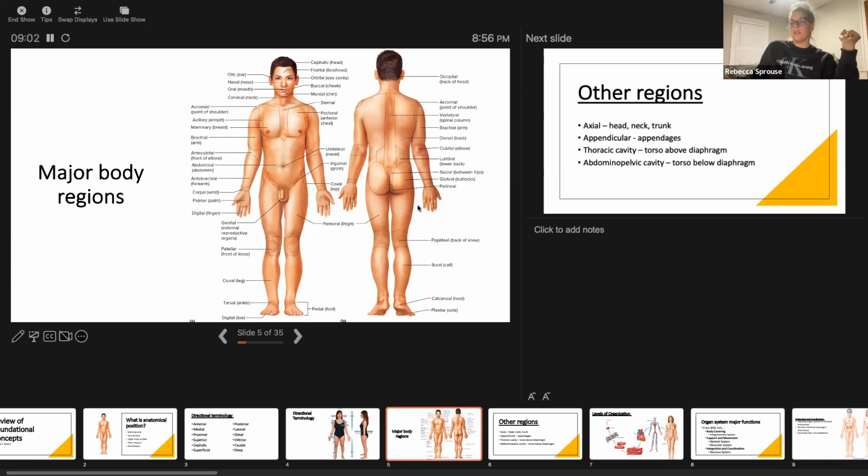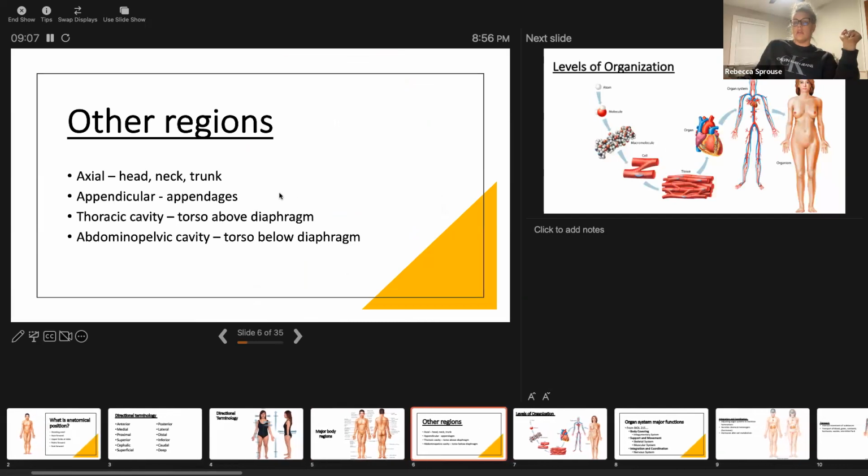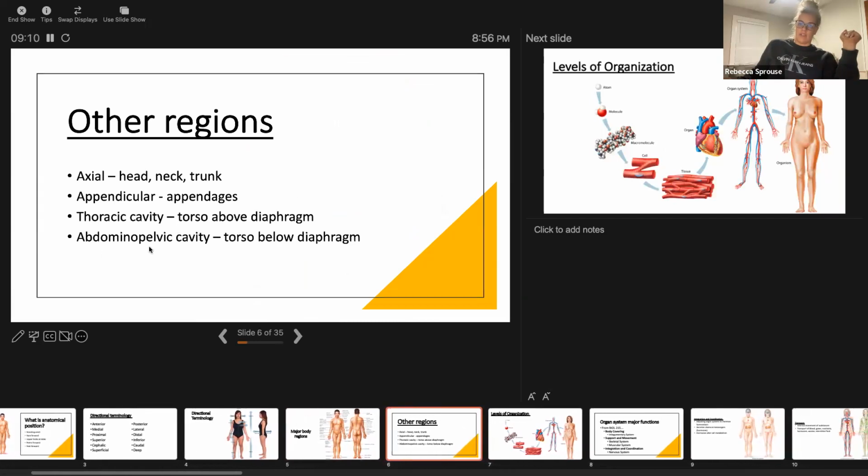Not too many of these in detail, I would say, but if we go on, I'm going to hit on the thoracic cavity and the abdominal pelvic cavity quite a bit. So this axial area, let me back up. If we talk about axial, we're talking about head, neck, and trunk. So it's kind of like your core, right? Anything attached to that are going to be appendages. So your upper appendages and your lower appendages, your arms and your legs. So the axial region is head, neck, trunk. In this case, we're going to be mainly talking about the trunk a lot in this class.